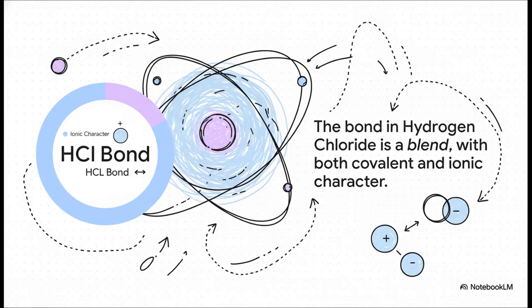And here's the really cool part. This isn't just a vague idea. We can actually put a number on it. By doing some measurements, scientists figured out that the bond in HCl is about 83% covalent in character and 17% ionic. It's literally a hybrid, a beautiful mix of both types of bonding.